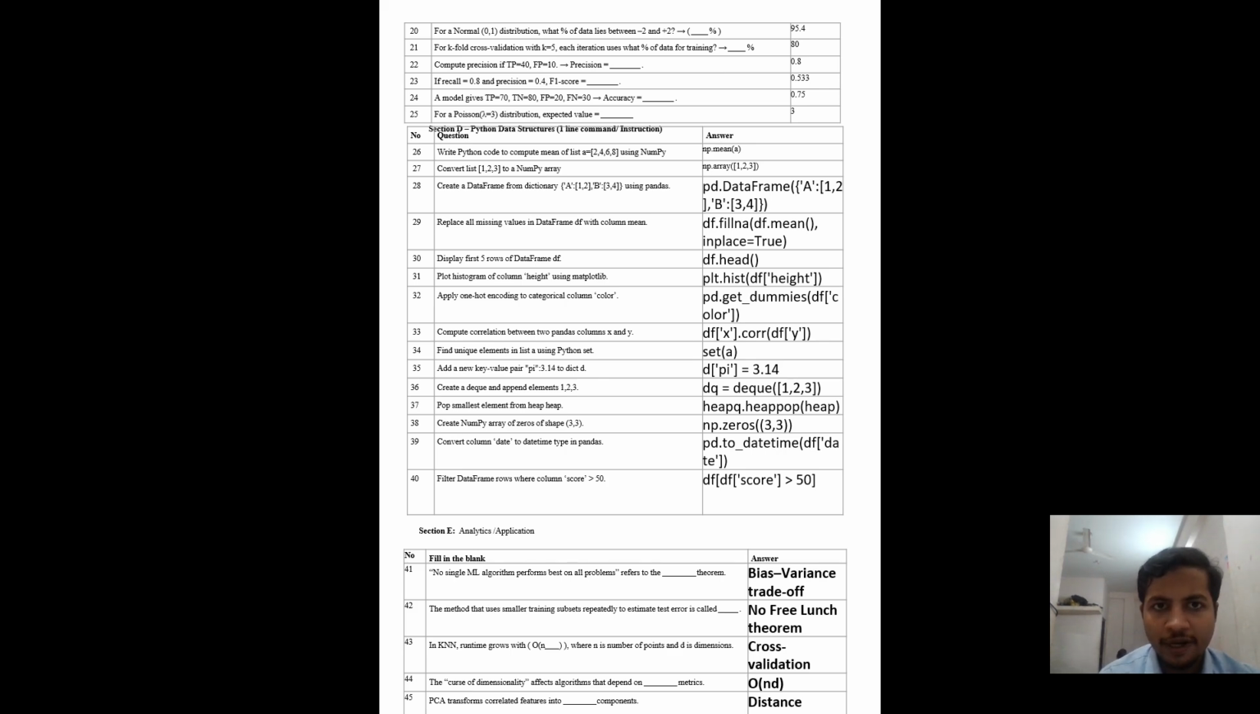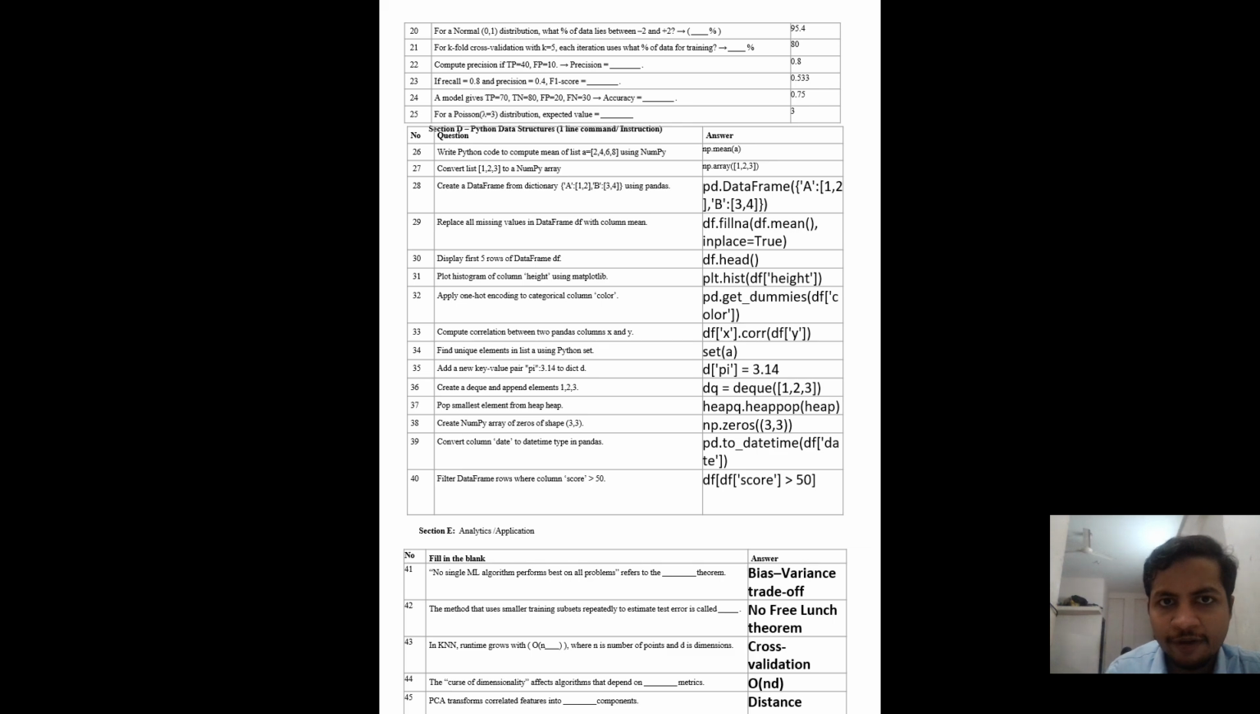For k-fold cross validation with k equal to 5, each iteration uses what percentage of data for training? It will be 80 percent, because in k-fold each fold uses 4 by 5 for training and 1 by 5 for validation.